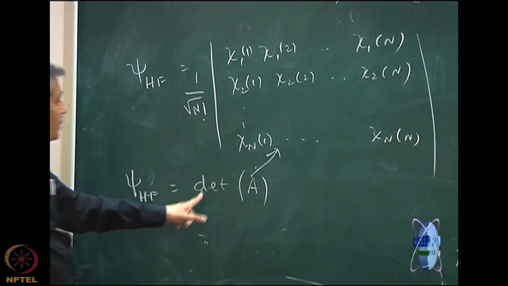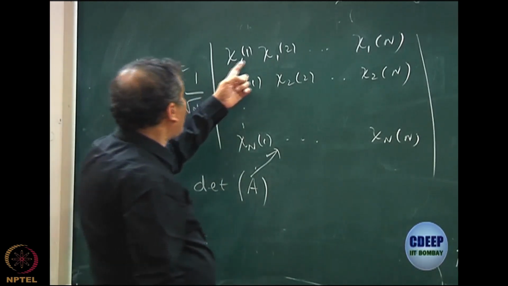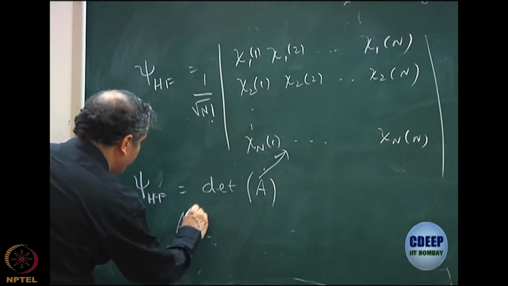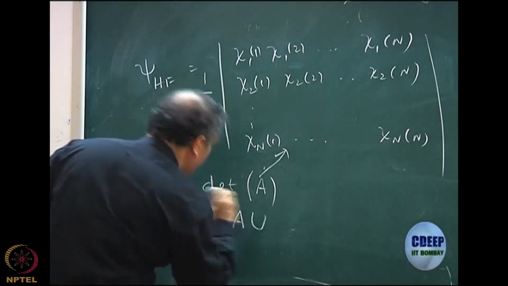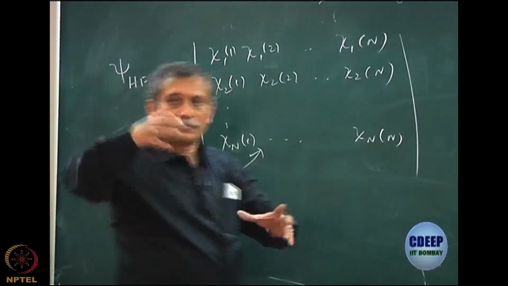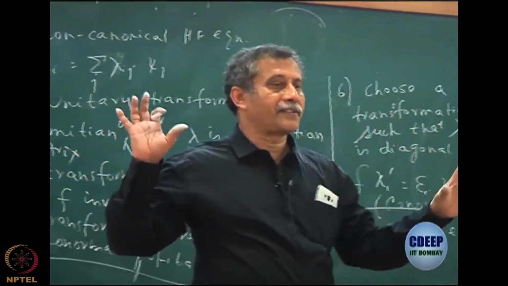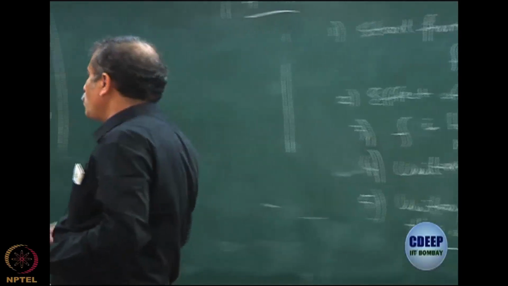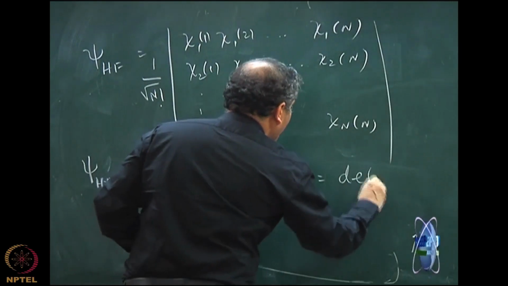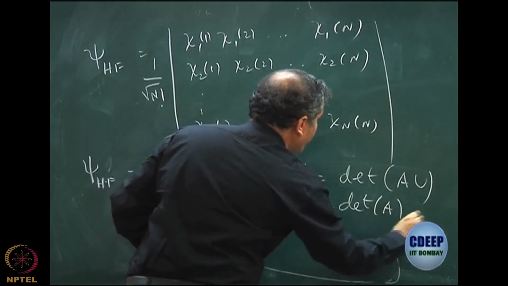So I am worried about what happens to the determinant of A when the basis is changed. When the basis becomes chi i prime, it will be very easy to show that the new matrix A prime will be nothing but A times U. Please do this exercise, because each of these chi i prime, when I write it as a sum over U chi j, you can very easily separate this into the product of two matrices A and U, which would mean that the new psi Hartree-Fock prime, please check this yourself, will be the determinant of AU, which is nothing but the determinant of A times the determinant of U.